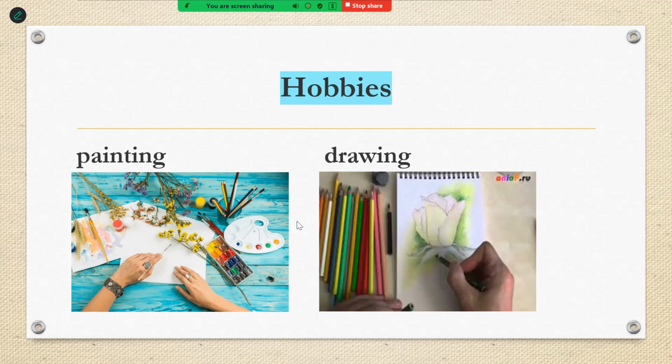Painting, painting. Drawing, drawing. Can you see the difference between these two words? Painting, when you paint with some paints. Drawing, you use pencils or crayons or colored pencils for it.